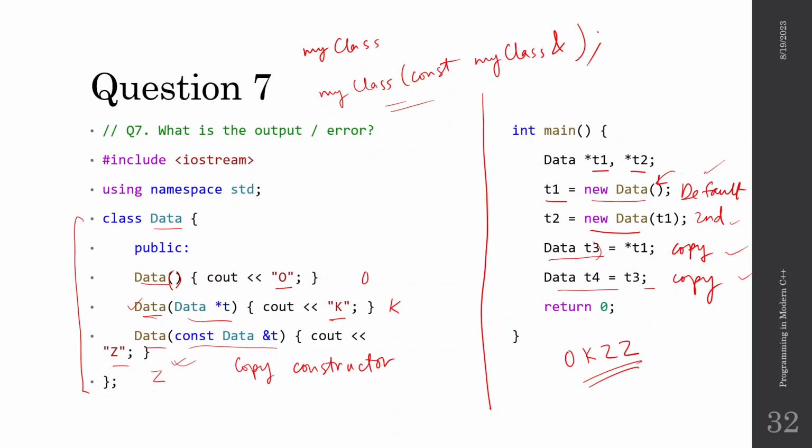Okay, there is a question: the second and third methods are ambiguous. Now the second and third methods are not ambiguous because the type signature is different. One accepts a pointer to a data type, and the second one accepts a constant reference. Since the data types are different, there is no ambiguity.